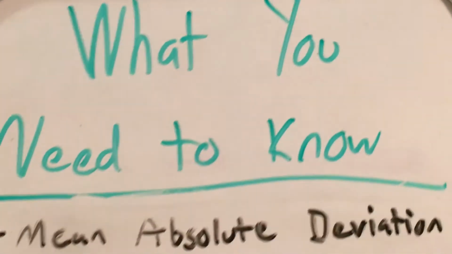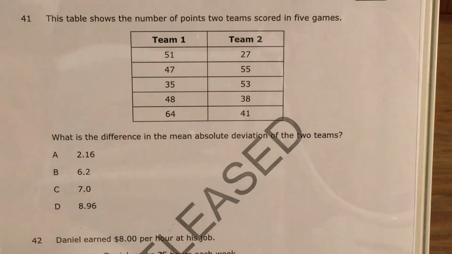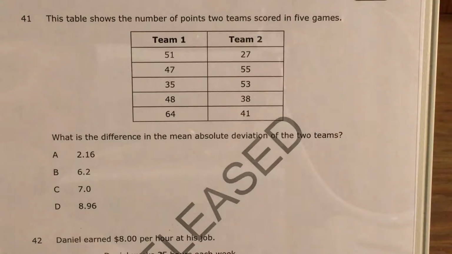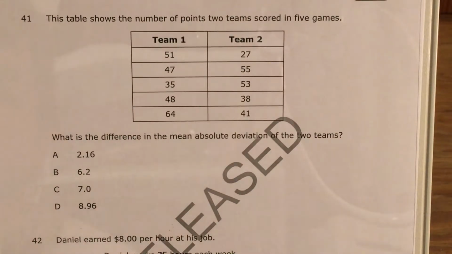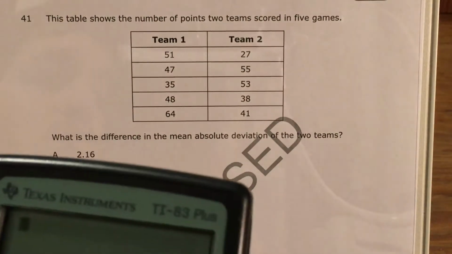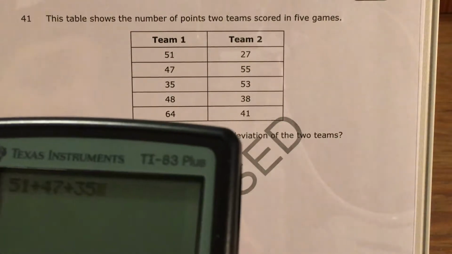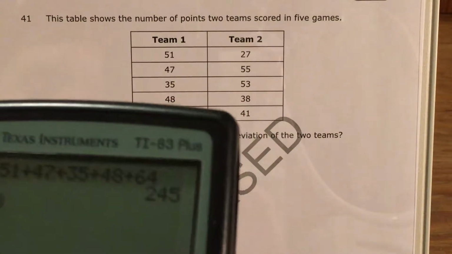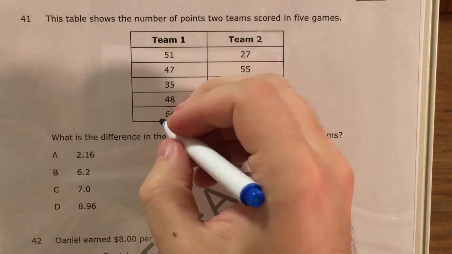So the big skill that this is going to test is the idea of mean absolute deviation. If you don't know this process of finding mean absolute deviation, I'd rather explain it by example and by just showing the process as we would do it with Team 1. The first step is to find the actual mean, where I add all these numbers up and divide my sum by how many numbers there are, so 5, because there were 5 games. So I would do 51 plus 47 plus 35 plus 48 plus 64. That gets me 245. I divide that by 5, and I get a mean of 49.